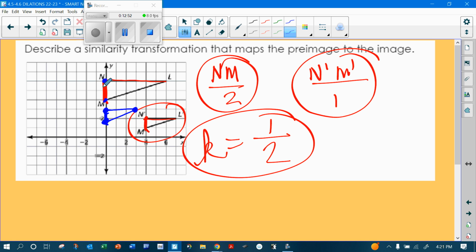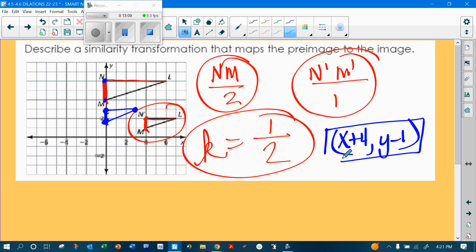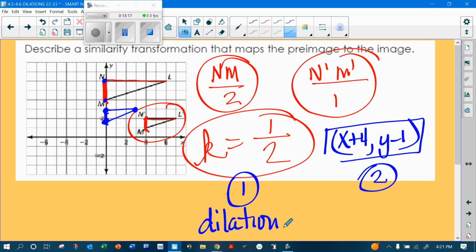And then we slide it over. So what we did is we shrunk it, and then we said, okay, now let's take this and move it 1, 2, 3, 4. So add 4 to the X, and then subtract 1 from the Y. So we did a dilation and then a translation to get this figure to this one. So shrink and slide.